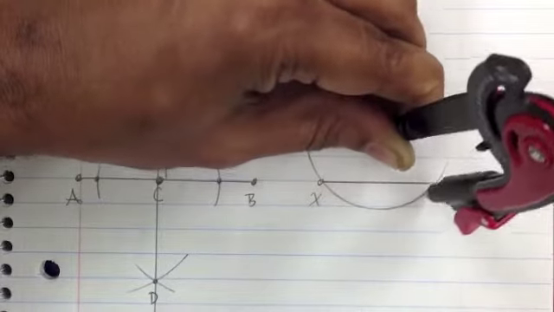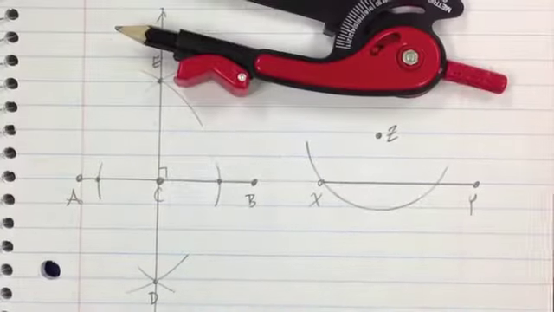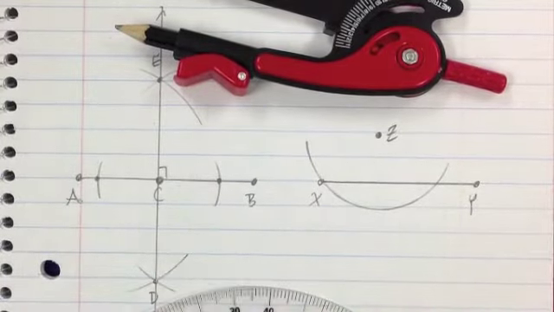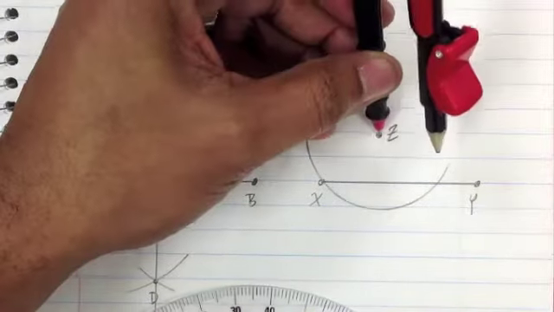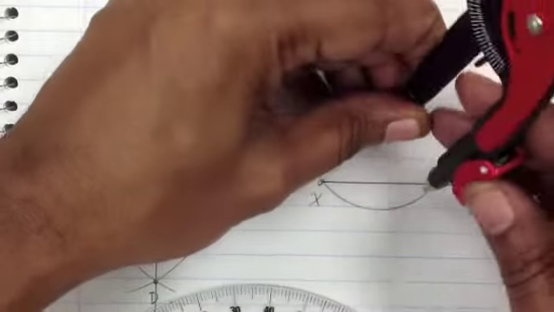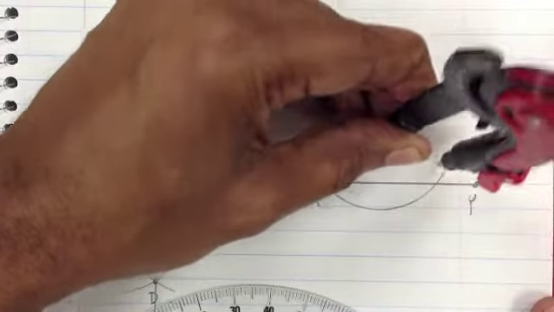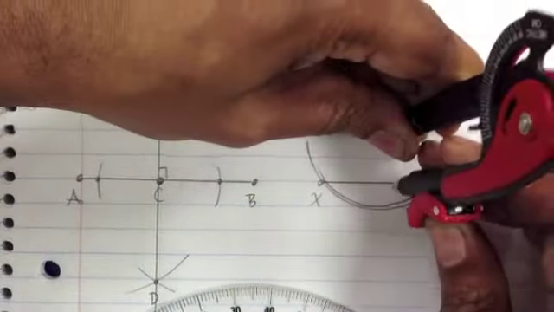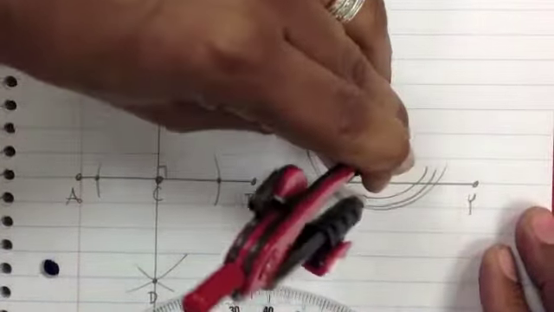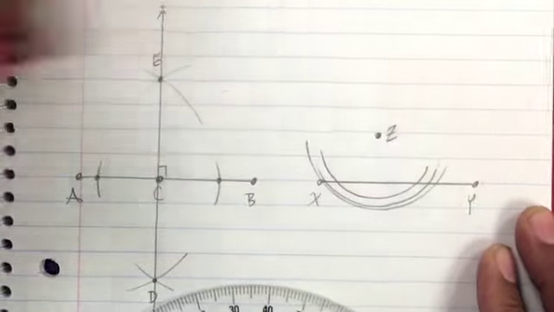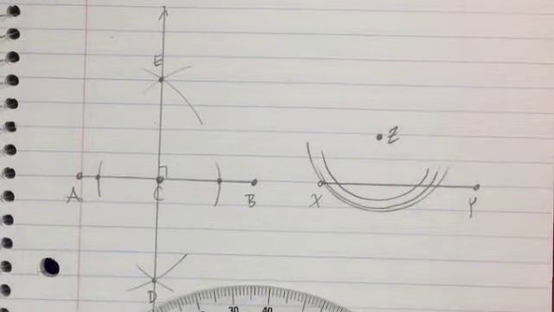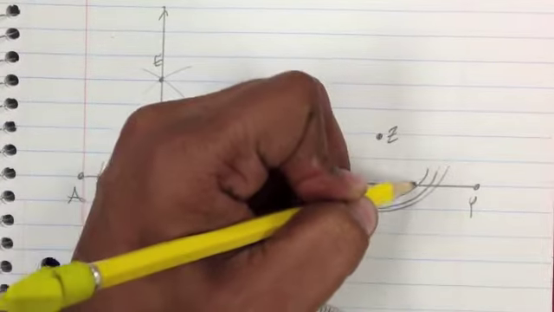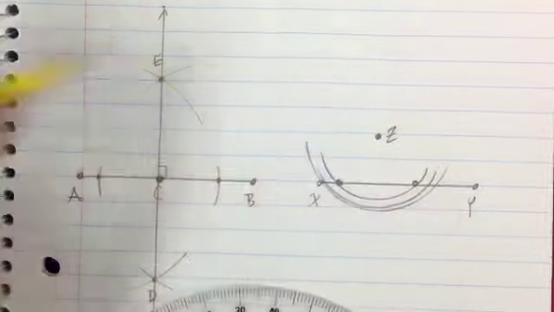This should give 2 points where our arc intersects the line, here and here. Or let me make another one here, because this is a little off. Let me go in a little bit and use this line here. If I can get it right. That's better. I'm going to go with this point here and this point here.